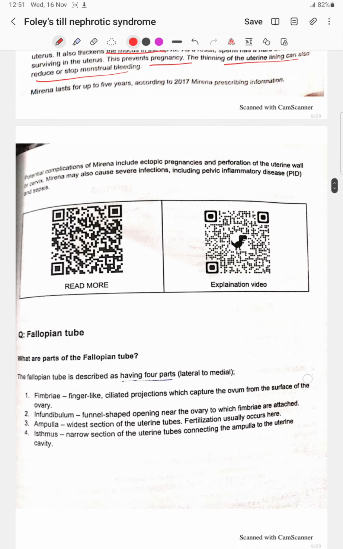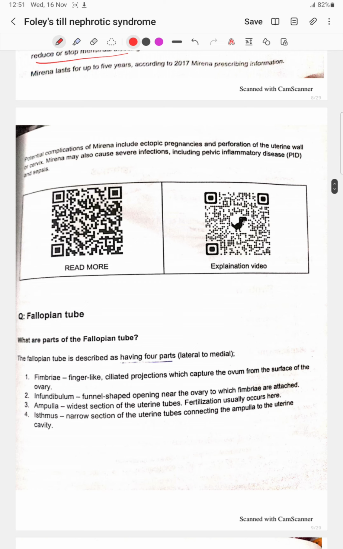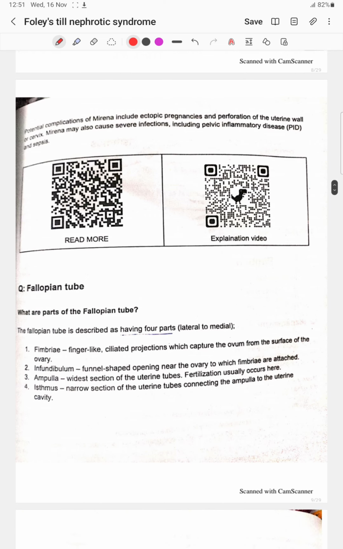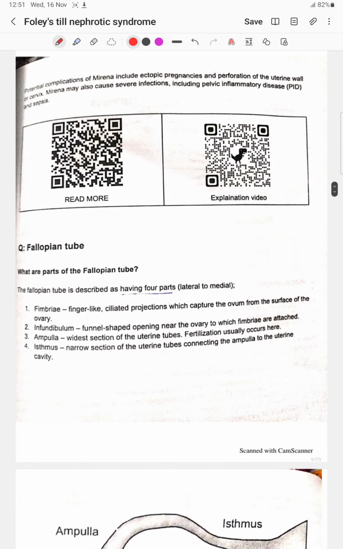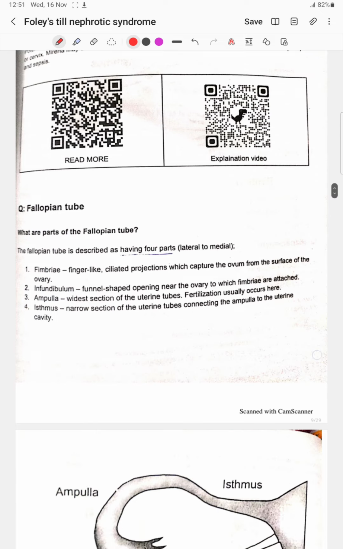The potential complications of the Mirena include ectopic pregnancies and perforation of the uterus wall or the cervix, and the Mirena may also cause severe infections including pelvic inflammatory disease and sepsis.